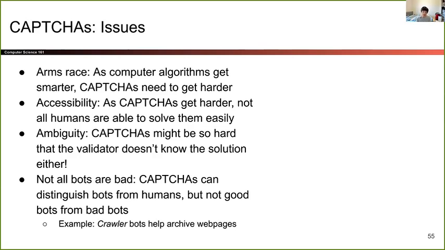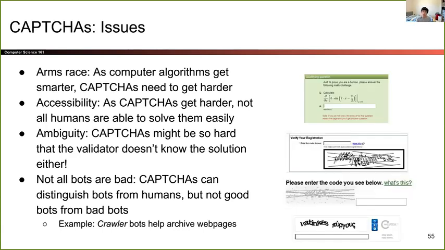One example of good bots is crawlers. Search engines have to use bots to scour the internet and index every single piece of text. But if your website has a CAPTCHA in front of it, the bot might not be able to index that website, and then that website doesn't get as much traffic as it would otherwise because it's not on the search engine. So there are trade-offs with CAPTCHAs, and there are major issues with this.